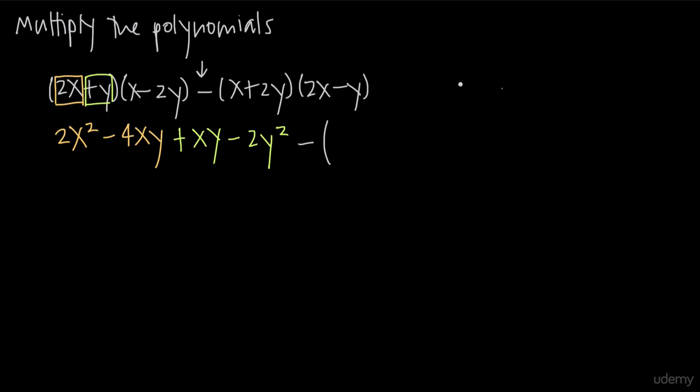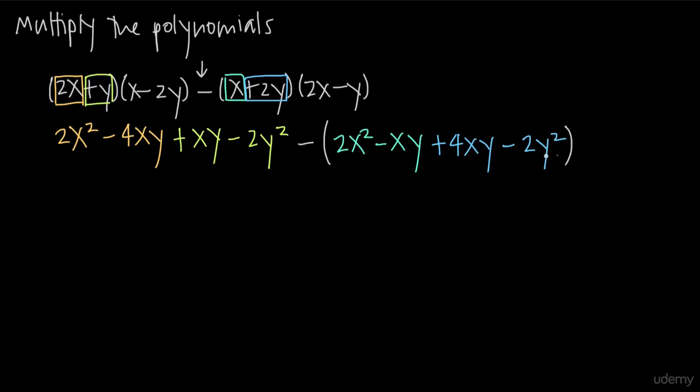So now we're going to take x and multiply it by 2x minus y. So x times 2x gives us a 2x squared. X times a negative y gives us a negative xy. Then we're going to take positive 2y and multiply it by 2x minus y. So positive 2y times a positive 2x will be a positive 4xy. And then positive 2y times a negative y will be a negative 2y squared. And then we just go ahead and close out our parentheses. Notice how this subtraction sign in the middle is going to apply to every term in this second polynomial that we found.